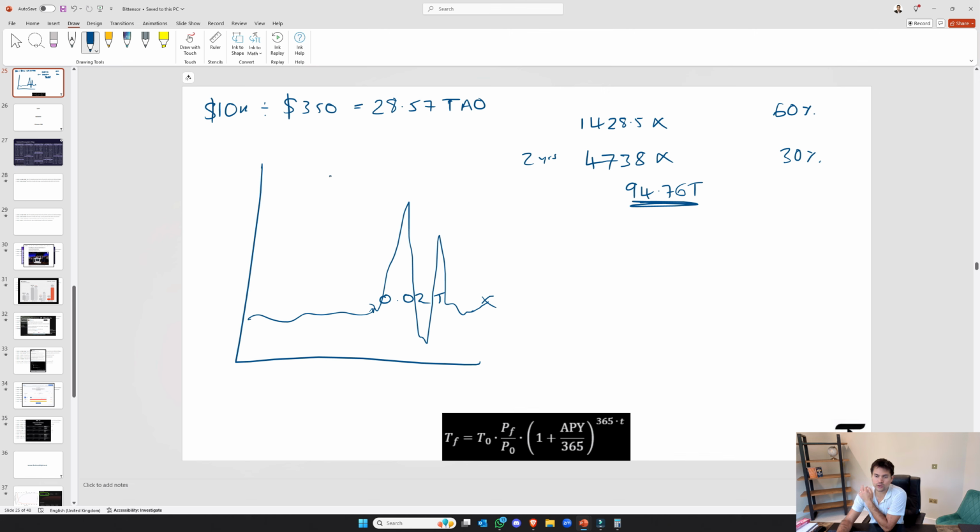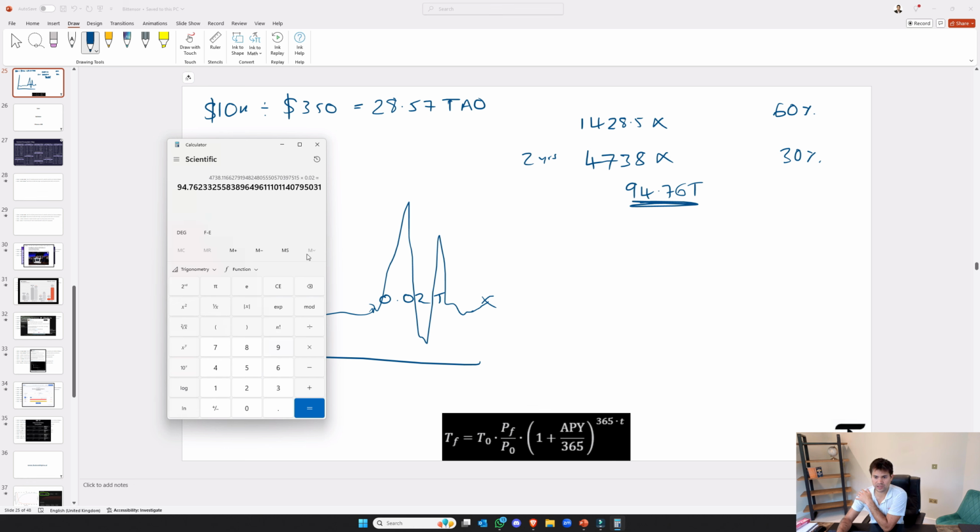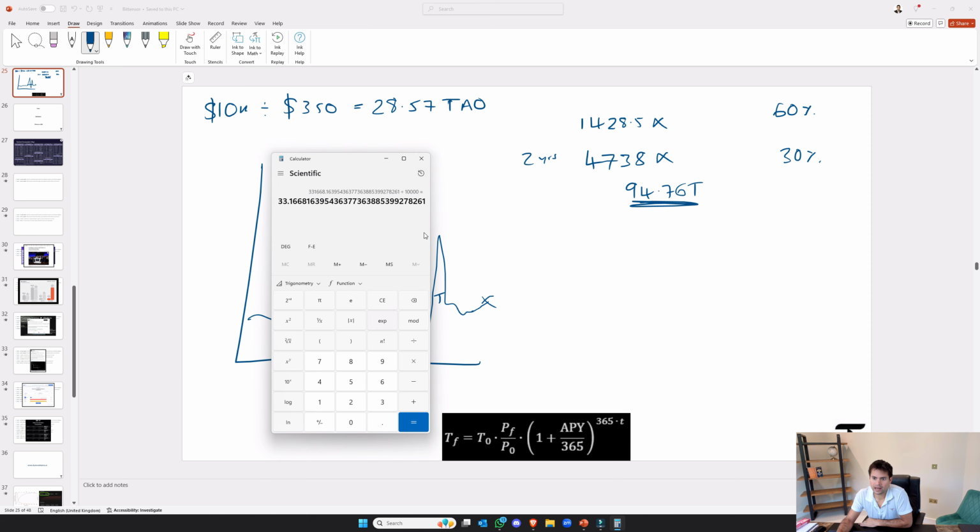And let's just say in 2 years' time, TAO only 10x, it's only 3.5k, which I think is FUD at this point. You've gone from 10k to 331k. So not only have you done a 10x in the price of TAO, but you've increased your TAO from 28.5 to 94 TAO, and that's just over 2 years. Divide that by 10k, that's a 33x.